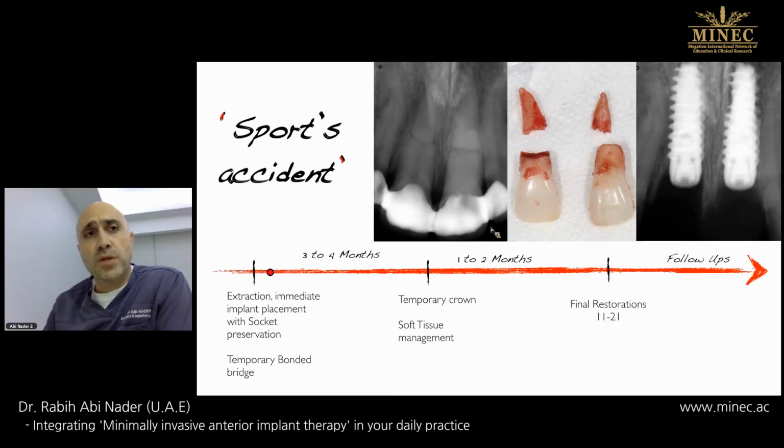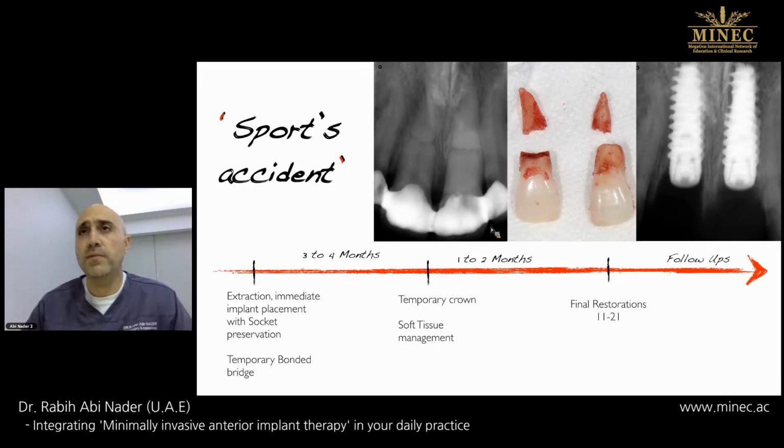Now in this situation, we removed the teeth, we did immediate implant placement with socket preservation, and we did a temporary bonded bridge. In this case, we didn't load the implants immediately. We put the temporary crowns after 4 months, and then we waited another 2 months before we did the final restoration. So already with this treatment, by doing immediate placement, we saved the patient 6 to 8 months compared to a socket preservation. However, in this case, due to low primary stability, we didn't load the implants immediately.